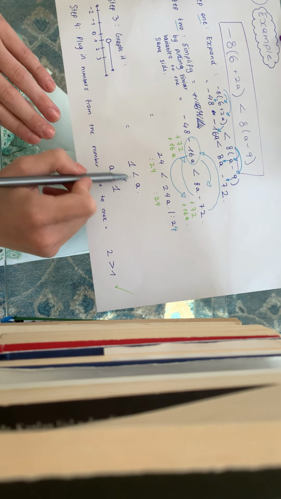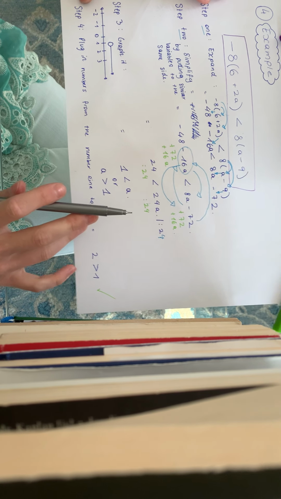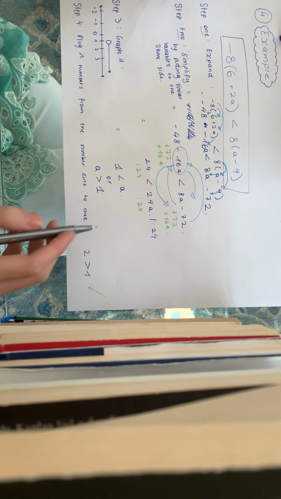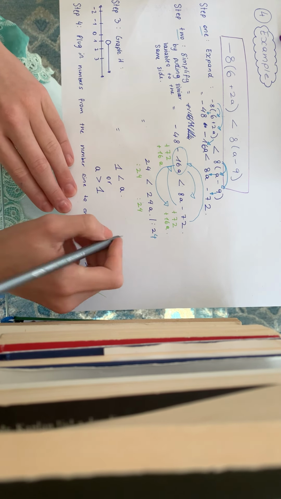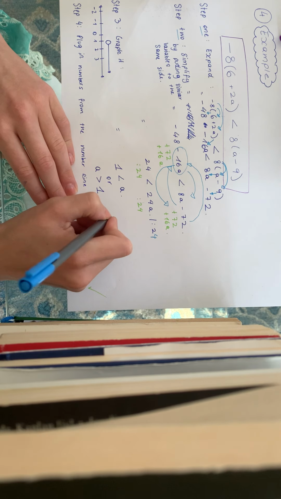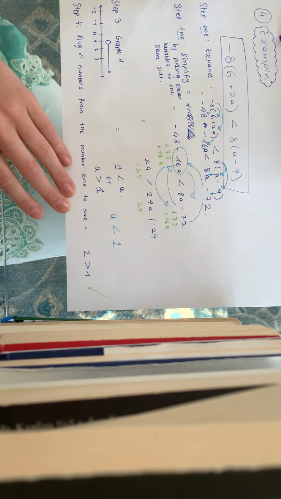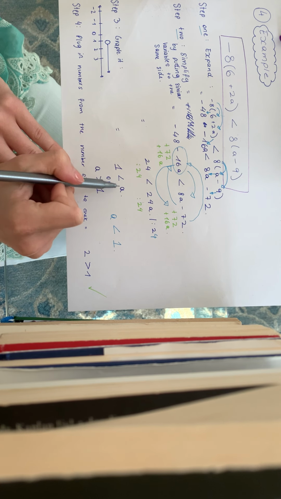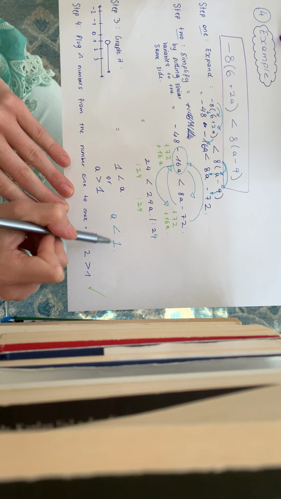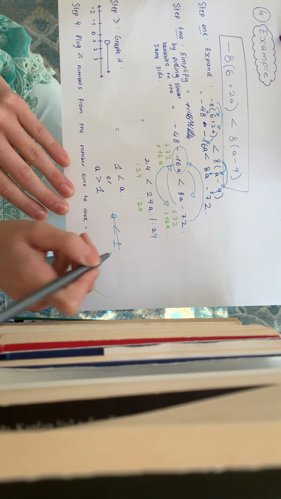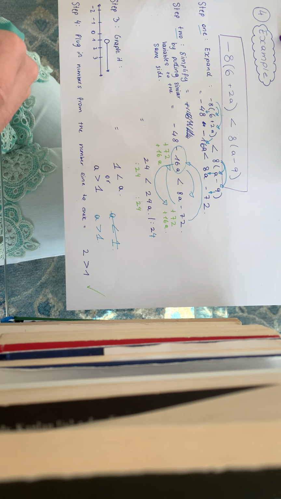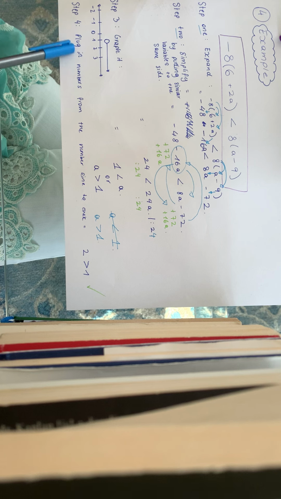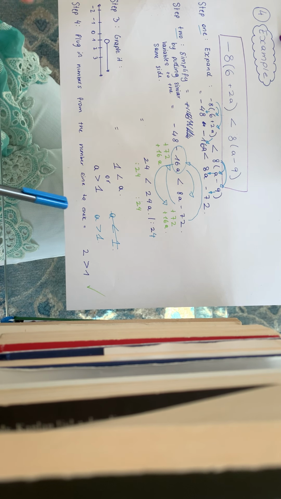But I decided that I wanted to have the a on the left side, because it just looks nicer and is clearer to look at. To do that, you also have to change the inequality sign. So this wouldn't be correct anymore if I did this. Because here it says 1 is less than a. Here it says a is less than 1. So I have to change it to a is greater than 1 because it has the same meaning as 1 is less than a. Step 4, plug in numbers from the number line to check if it is correct.